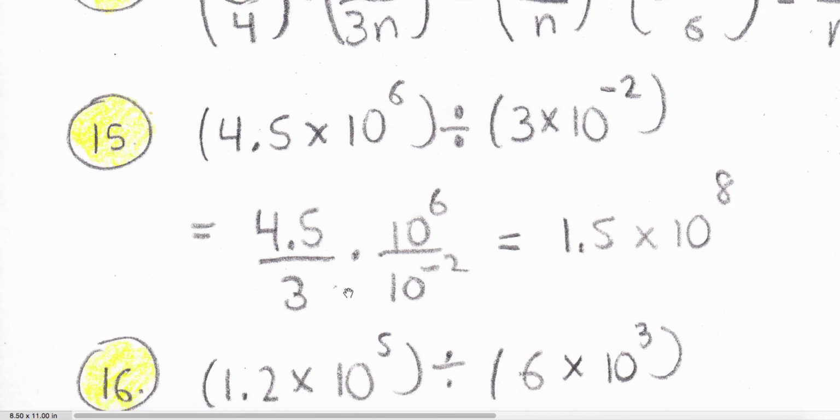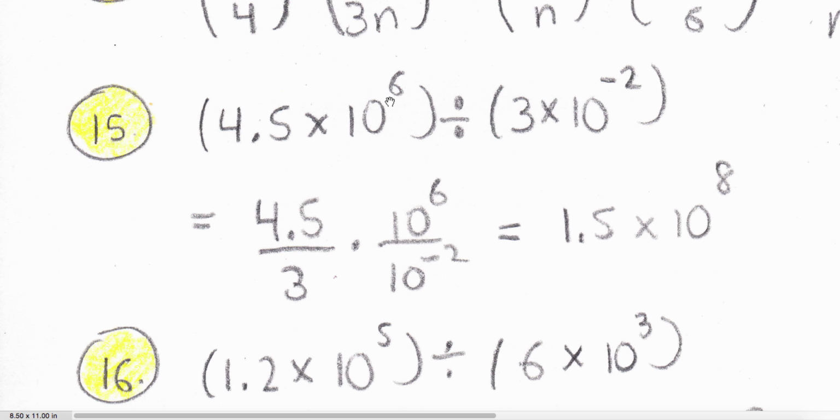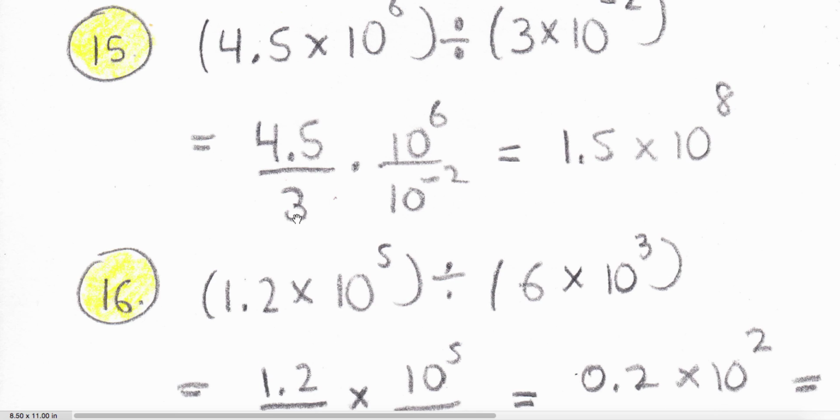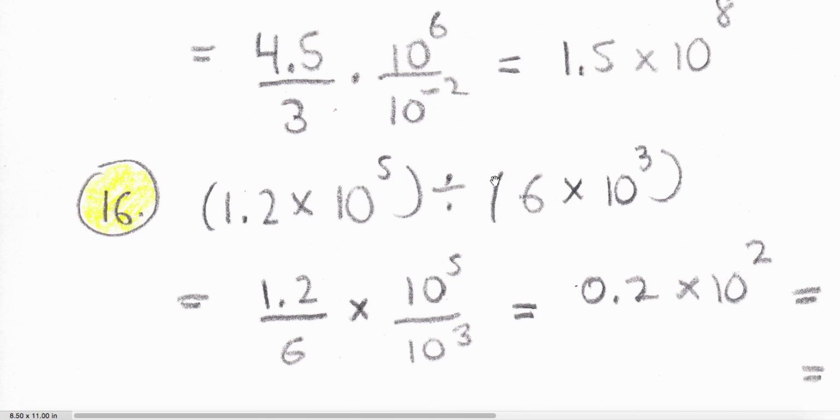Number 15. 4.5 times 10 to the 6th divided by 3 times 10 to the negative 2. This becomes 4.5 over 3 times 10 to the 6th over 10 to the negative 2. 4.5 over 3 is the same as 1.5, and 6 minus negative 2 is positive 8. So the final answer here is 1.5 times 10 to the 8th.